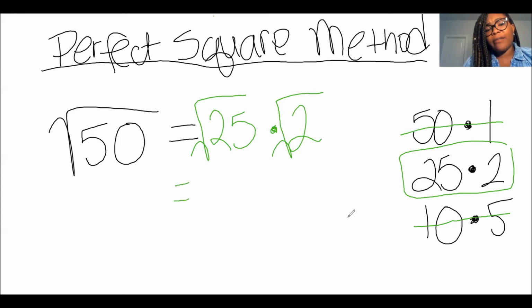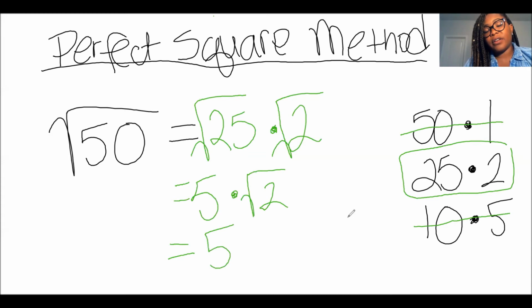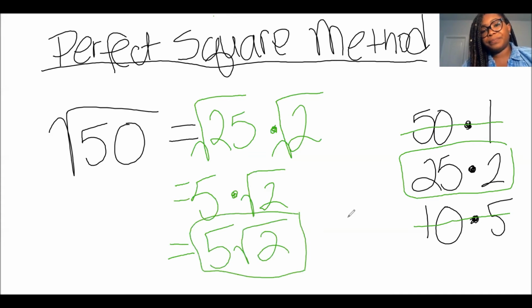So at this point, we have a perfect square in our problem. So all we have to do is just find the square root of 25. Well, we know that the square root of 25 is just 5. The square root of 2 cannot be simplified any further without giving us a decimal. So we're actually just going to leave it as the square root of 2. And then now we can just combine them, right? So 5 times radical 2. And that's our final answer.